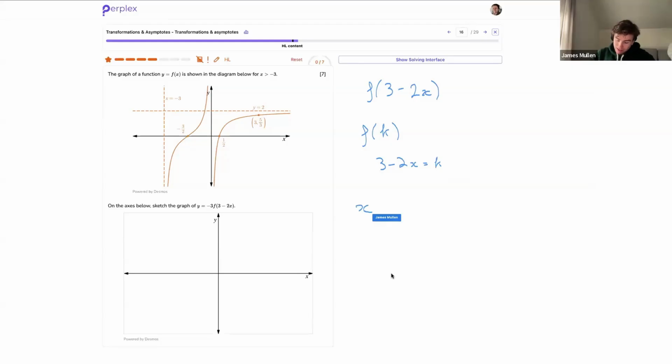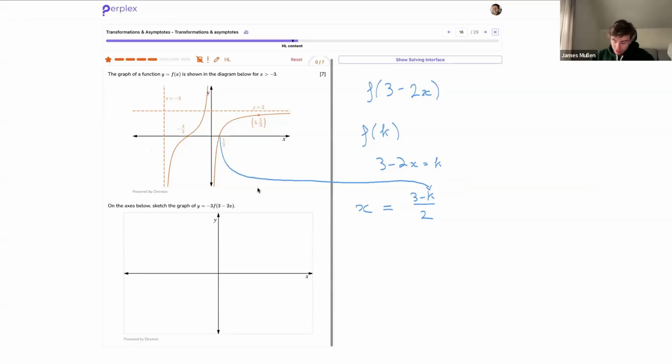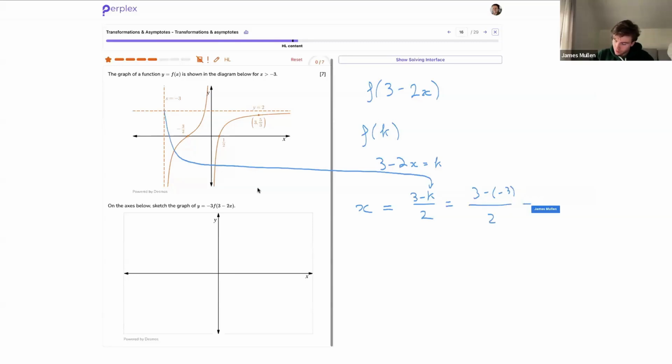But all the features that I'm going to have on my graph are going to happen at certain values of x. So I need to isolate x. And if I do that, I will get 3 minus k over 2 is the x value. And this tells me for a feature that occurred on the original graph at k, where will that feature occur on my new graph in terms of x? And that's what this equation is going to tell me. And so specifically for the vertical asymptote at x equals 3, I took this feature, which was a vertical asymptote at x equals minus 3. So I did 3 minus minus 3 over 2 is 6 over 2, and that's 3. That's how I did that.